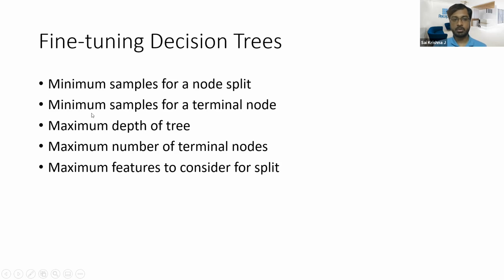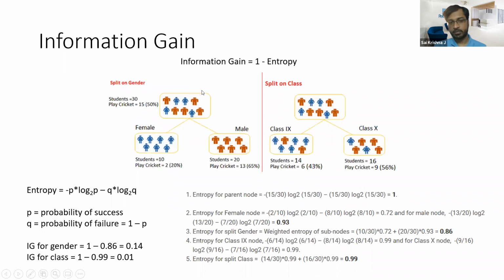The first one is the minimum number of samples for node split. A node split is what we have here. So this particular thing is a node. How many samples should this node have in order to make this split? So you can specify.